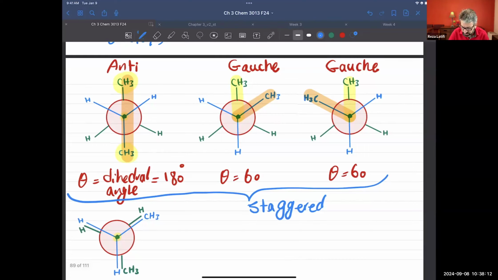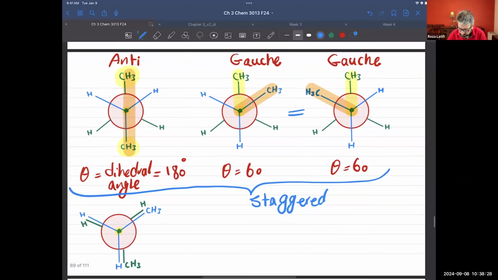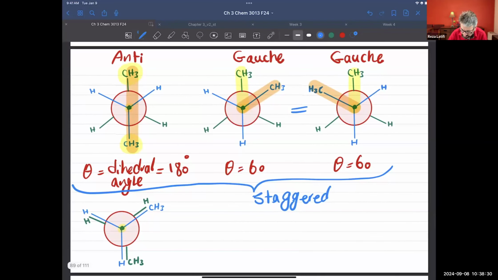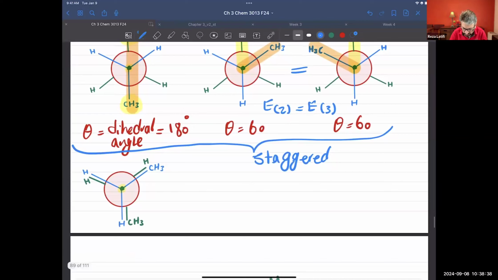Look at those two gauches. They are identical. Why? Because they have the same dihedral angle. The only difference between them is that in the second, the methyl is on the right, and in the third, the methyl is on the left. So they must have the same energy. I'm going to say the energy of the second one is equal to the energy of the third one. And the last one, we call eclipsed.